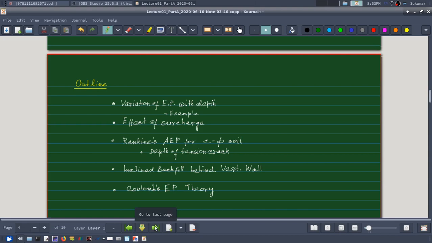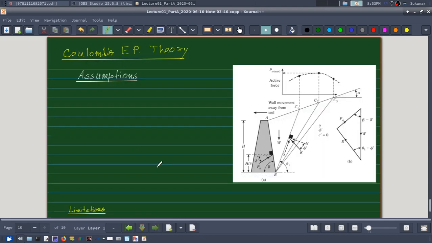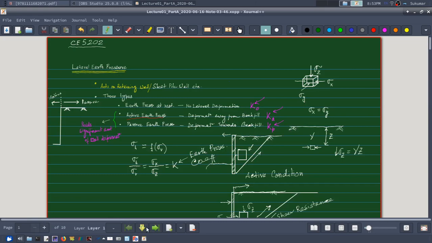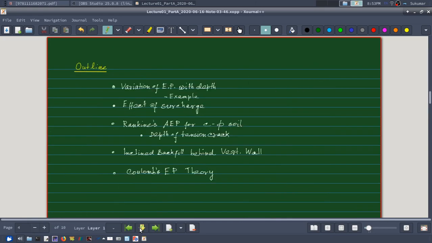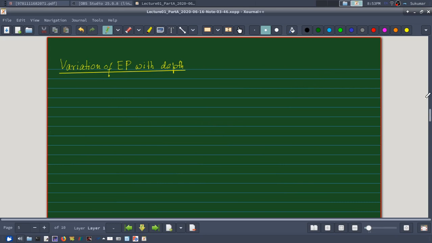Now let us see how the earth pressure varies with depth. Now we know that, suppose I am considering active earth pressure, in that case I know that the horizontal stress at any depth z will be the vertical stress at that depth times the coefficient of active earth pressure.